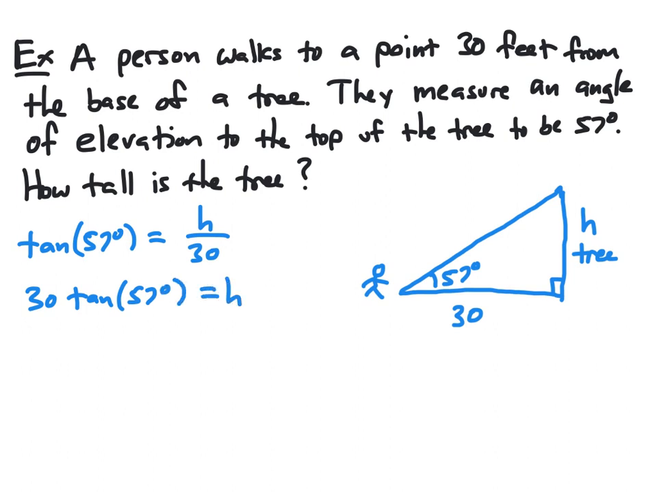57 degrees is not one of the standard angles whose trig functions we should be able to evaluate by hand, and so we have no choice here but to use a calculator. And when doing this, we get that h is approximately equal to 46.2 feet.